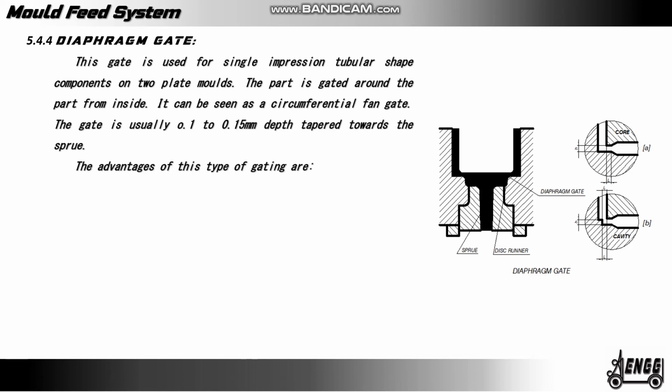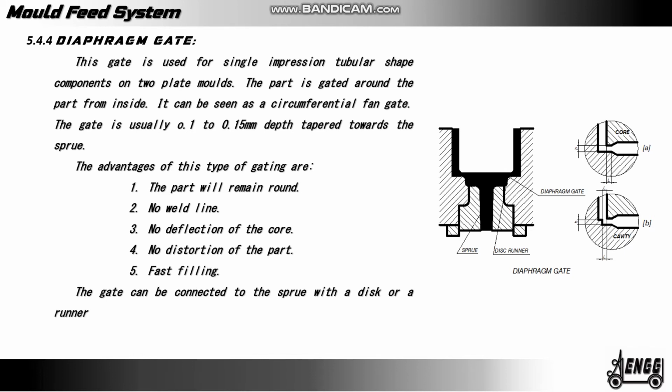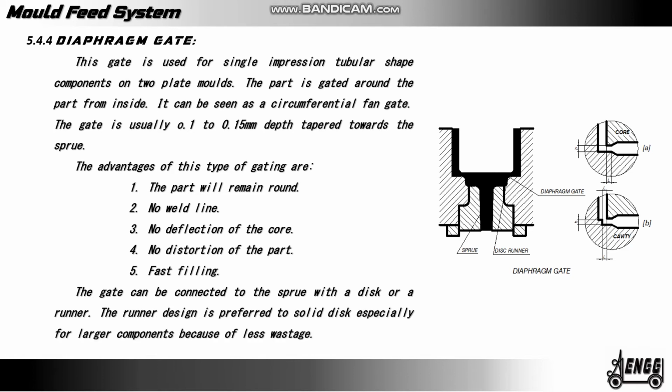The advantages of this type of gating are: 1. The part will remain round. 2. No weld line. 3. No deflection of the core. 4. No distortion of the part. 5. Fast filling. The gate can be connected to the sprue with a disc or a runner. The runner design is preferred to the disc, especially for larger components, because of less wastage.